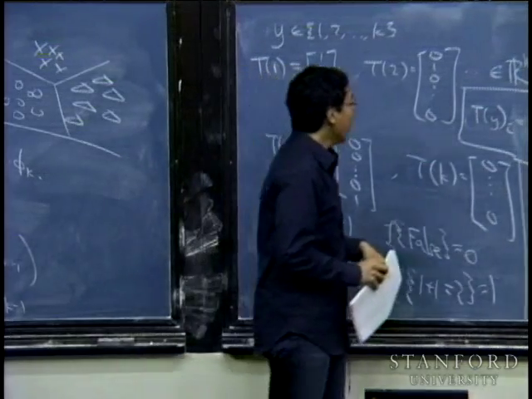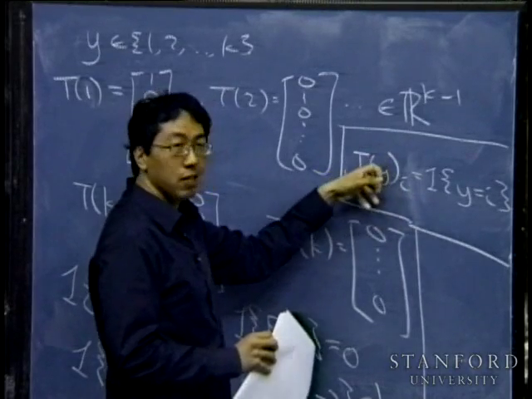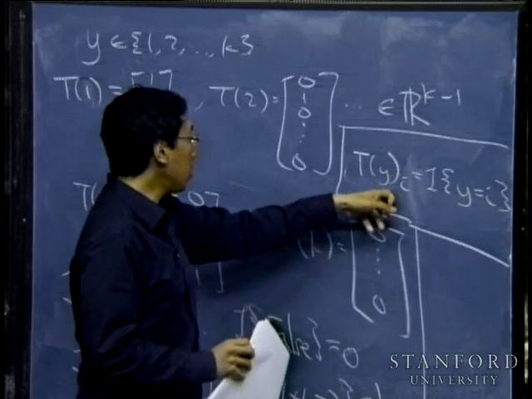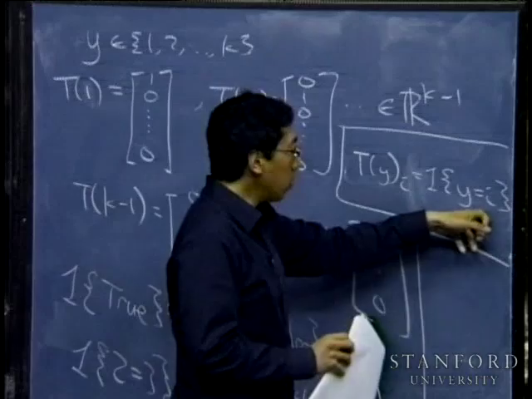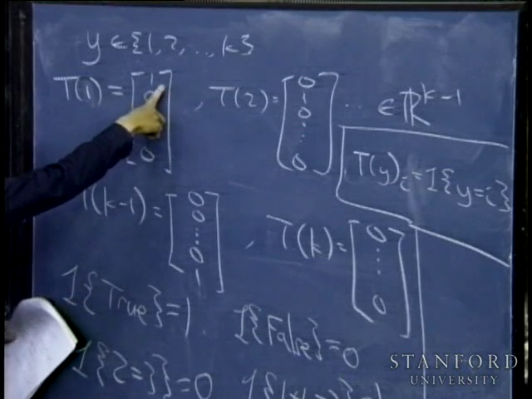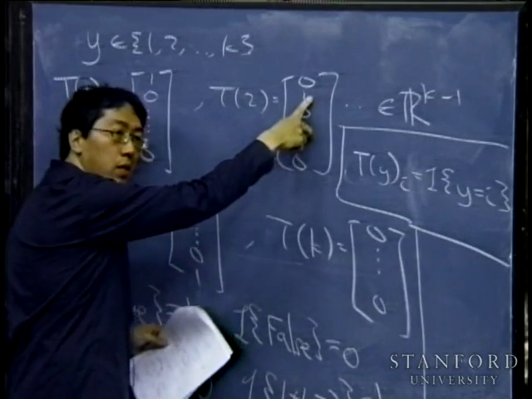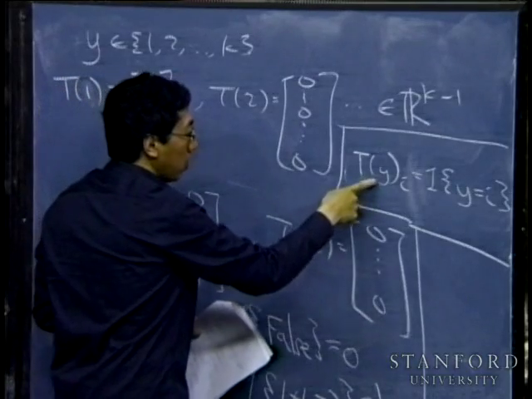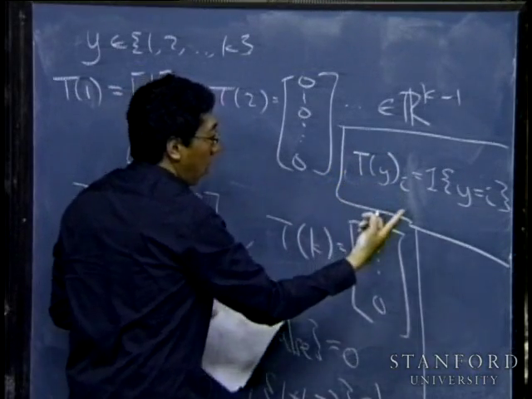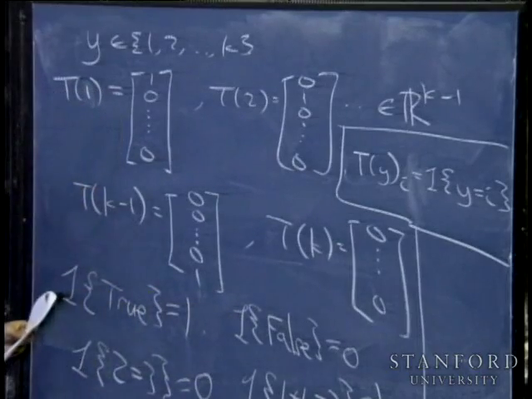Let me try that again. Let's say I want to look at the ith element of the vector t(y), and I want to know, is this 1 or 0? The ith element of the vector t(y) will be equal to 1 if and only if y is equal to i. Because, for example, if y is equal to 1, then only the first element of this vector will be 1. If y is equal to 2, then only the second element of the vector will be 1, and so on. So the question of whether the ith element of this vector t(y) is equal to 1 is answered by just asking, is y equal to i?